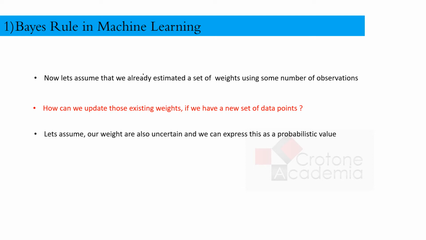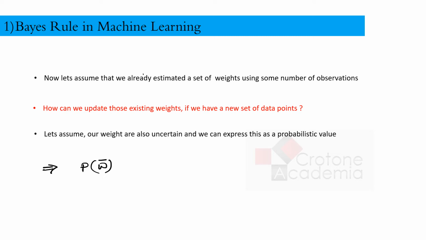To do this, let's assume our weights are also a probabilistic value. So there is an uncertainty. This is true in practical problems because the weights we calculated are based on previous observations which are erroneous. So that means what we are getting as the weights is not a fixed value. It should be a probabilistic value because there is some uncertainty. So we can represent those weights using the probability W.